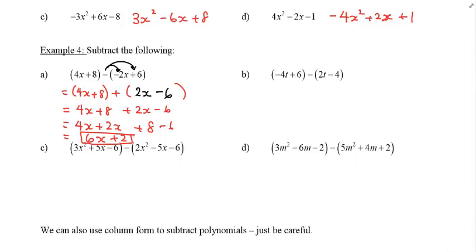I'm going to ask you to try parts B, C, and D, and we'll come back and do one more example. So, once again, I think you know enough. You should be able to pause the video, work on the questions, come back and check your answers. Remember, subtracting is the same thing as adding the opposite. Adding the opposite.